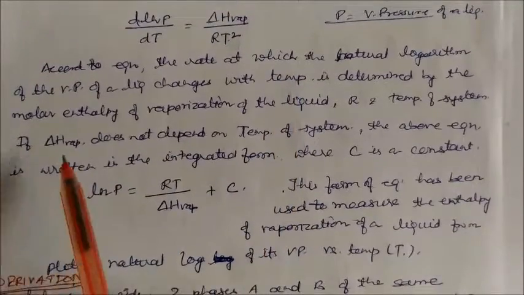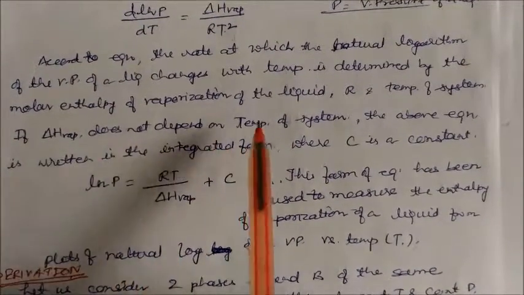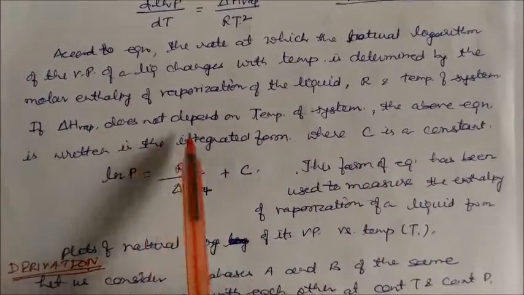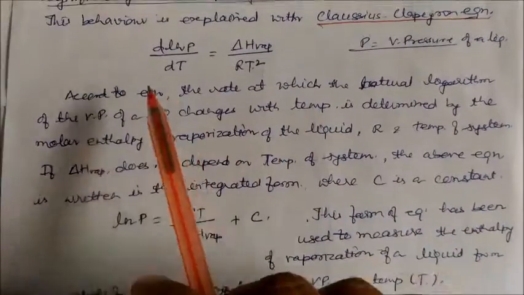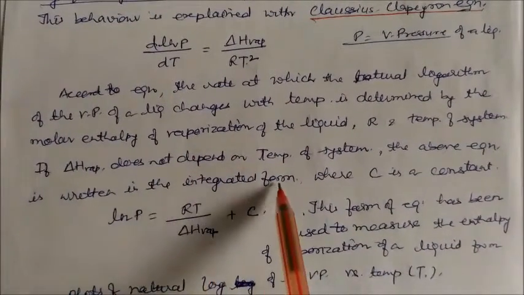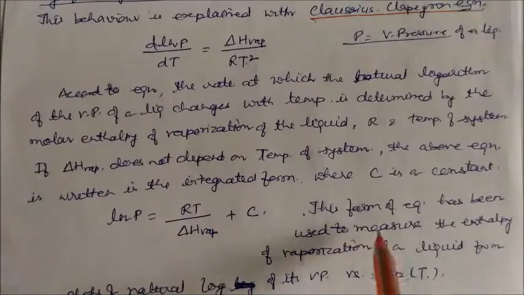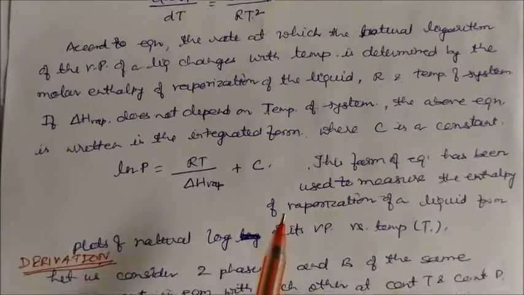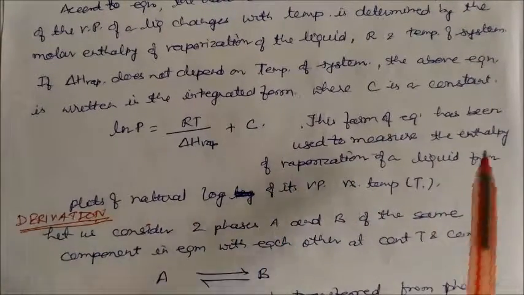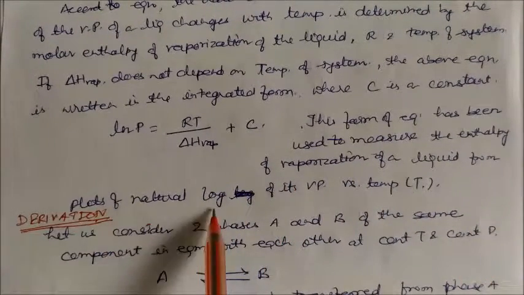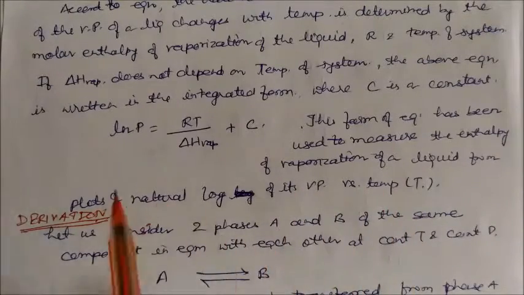If this enthalpy of evaporation does not depend on the temperature of the system, then this equation can be written in the integrated form like this one, where C is a constant. This form of the equation is used to measure the enthalpy of evaporation of a liquid. So we can draw this graph as a plot of natural log of the vapor pressure versus temperature. We will see it after this one.